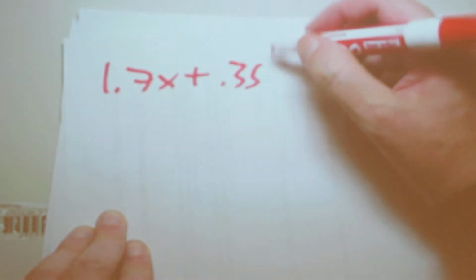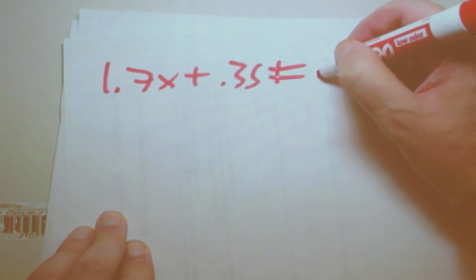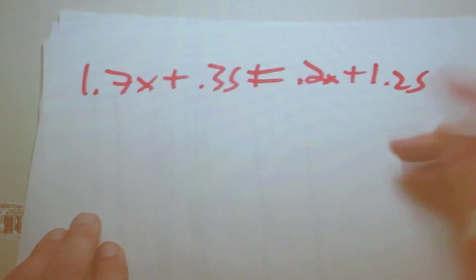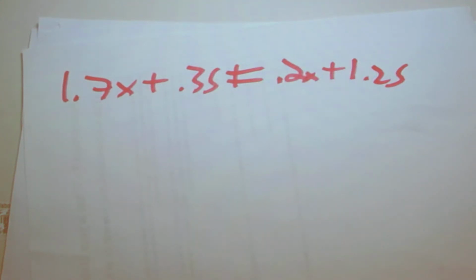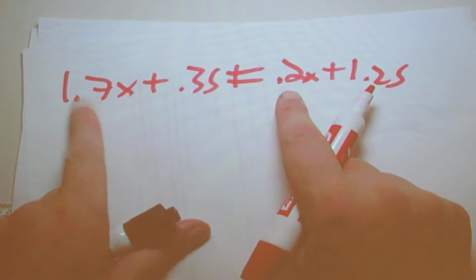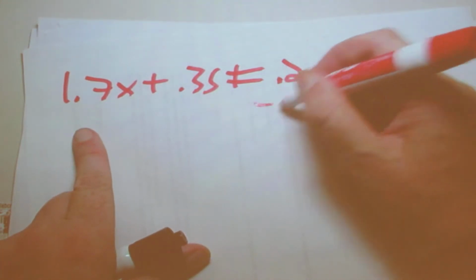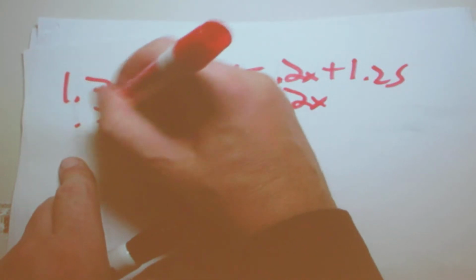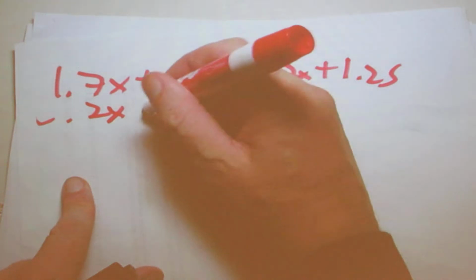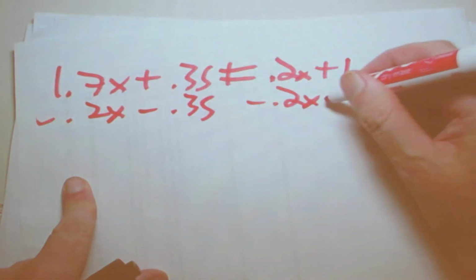The next one is one with decimals. 1.7x plus 0.35 equals 0.2x plus 1.25. For this one, I'm just going to keep everything as a decimal. I'm going to move the 0.2x over to here because 1.7 is bigger than 0.2. So I'm going to subtract 0.2x. And because I'm moving the x's to the left, I'm going to move the numbers to the right. So minus 0.35.